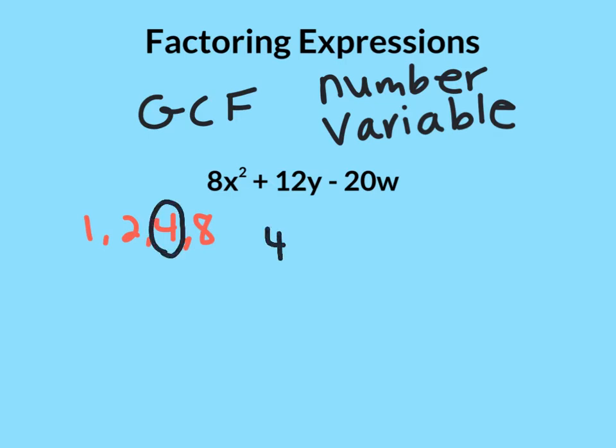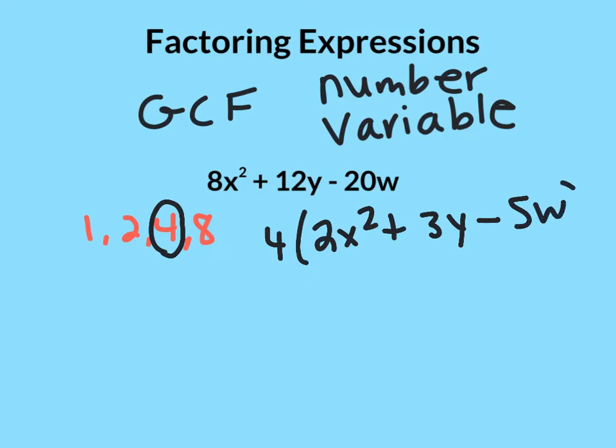So we can put 4 outside of the parentheses, and now as we pull that factor out, we're really just dividing each term by 4. So this first term is going to be 2x squared plus 3y minus 5w. And you can always double check it by multiplying each term by the 4 and making sure it's still equivalent.